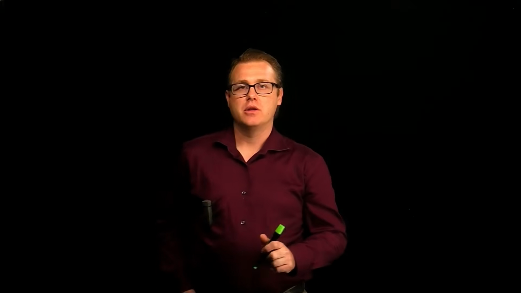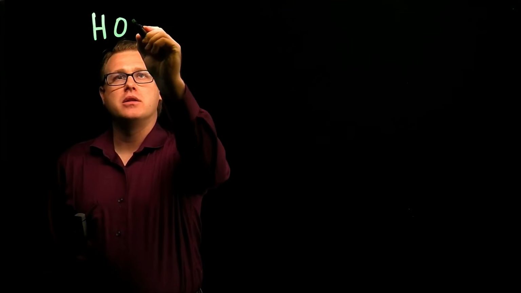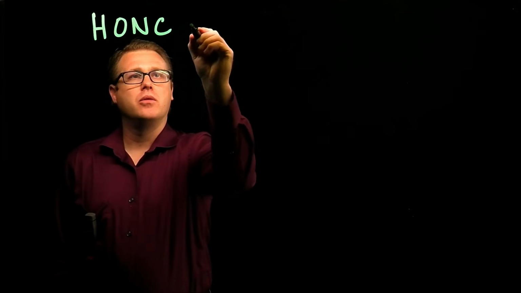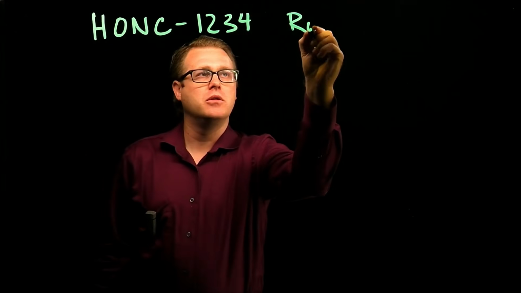Hello, class. What we have to talk about today is a rule that helps us remember how many bonds atoms can form. And we're going to look at the atoms that are most prevalent in organic chemistry. And the rule is called the HONK, HONK 1, 2, 3, 4 rule.